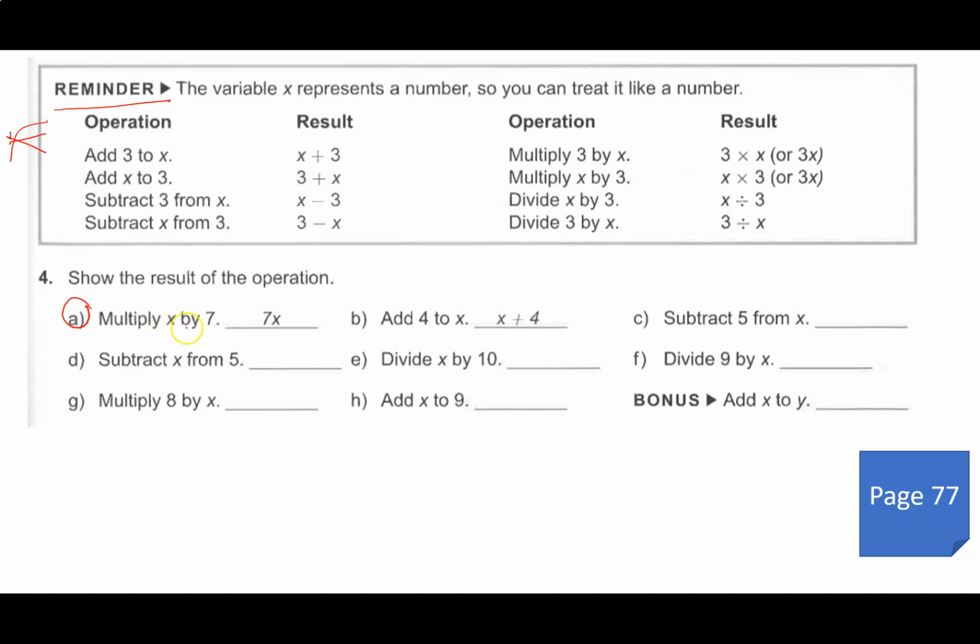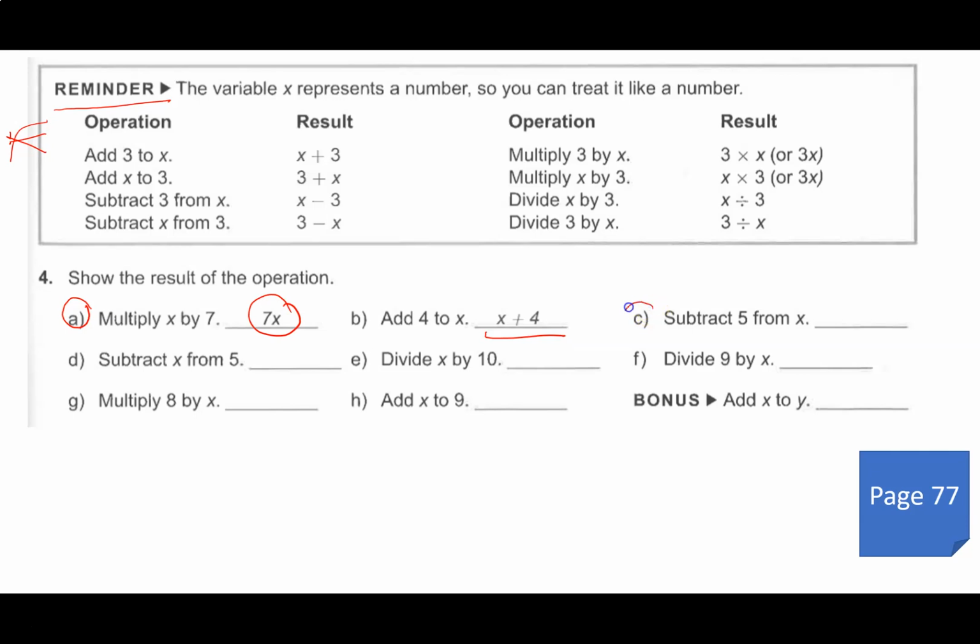Multiply x by 7. One way you can write that is by writing the 7 directly next to the x, 7x. Remember, that is one way to show multiplication. Let's look at B. Add 4 to x. The way this is worded, this tells me that x will be first. Add 4 to x. I'm going to start with x and add 4.